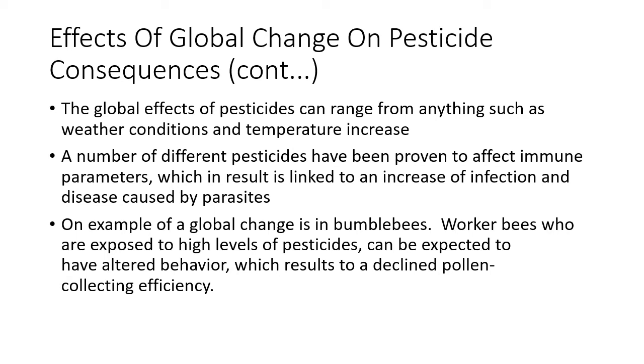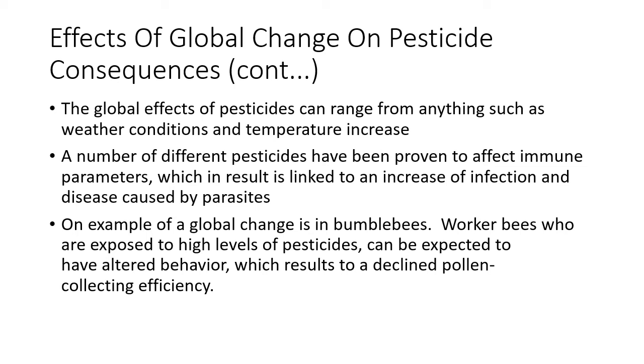A number of different pesticides have been proven to affect immune parameters, which in result is linked to an increase of infection and disease caused by parasites, which have infected many different species in wildlife. One example of a global change is in bumblebees.